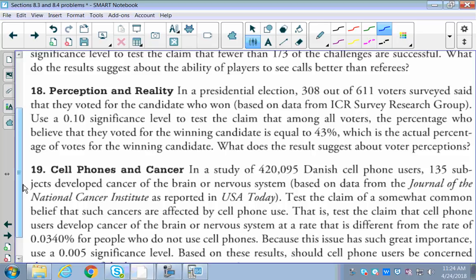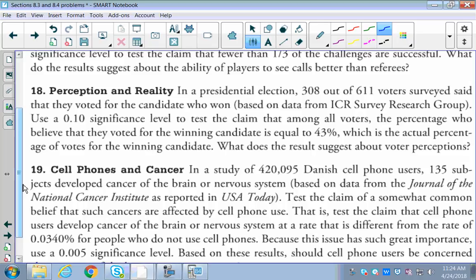I don't think we did number 18 either. Perception and reality. That would be a good one to do and review because of the test itself. Okay. And I definitely want to do one where we go mean. So let's look at this one.